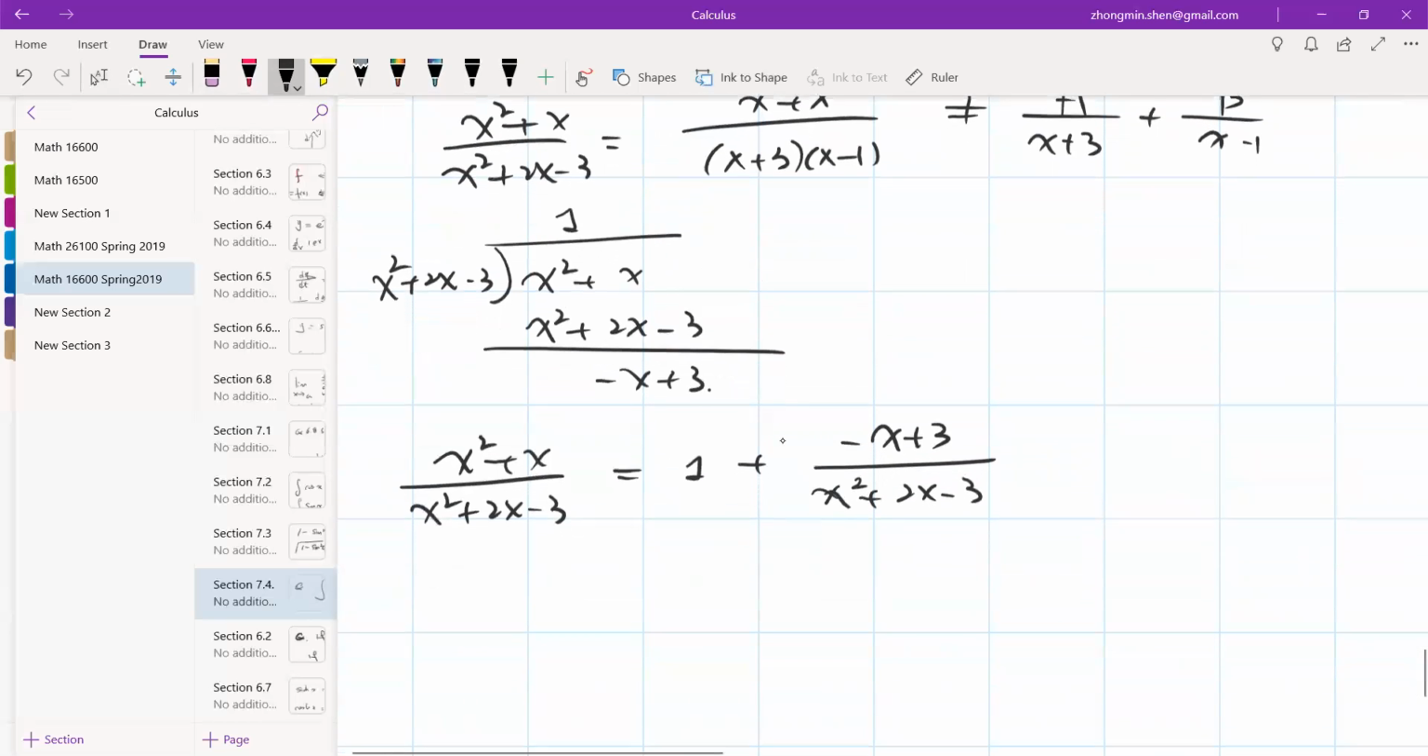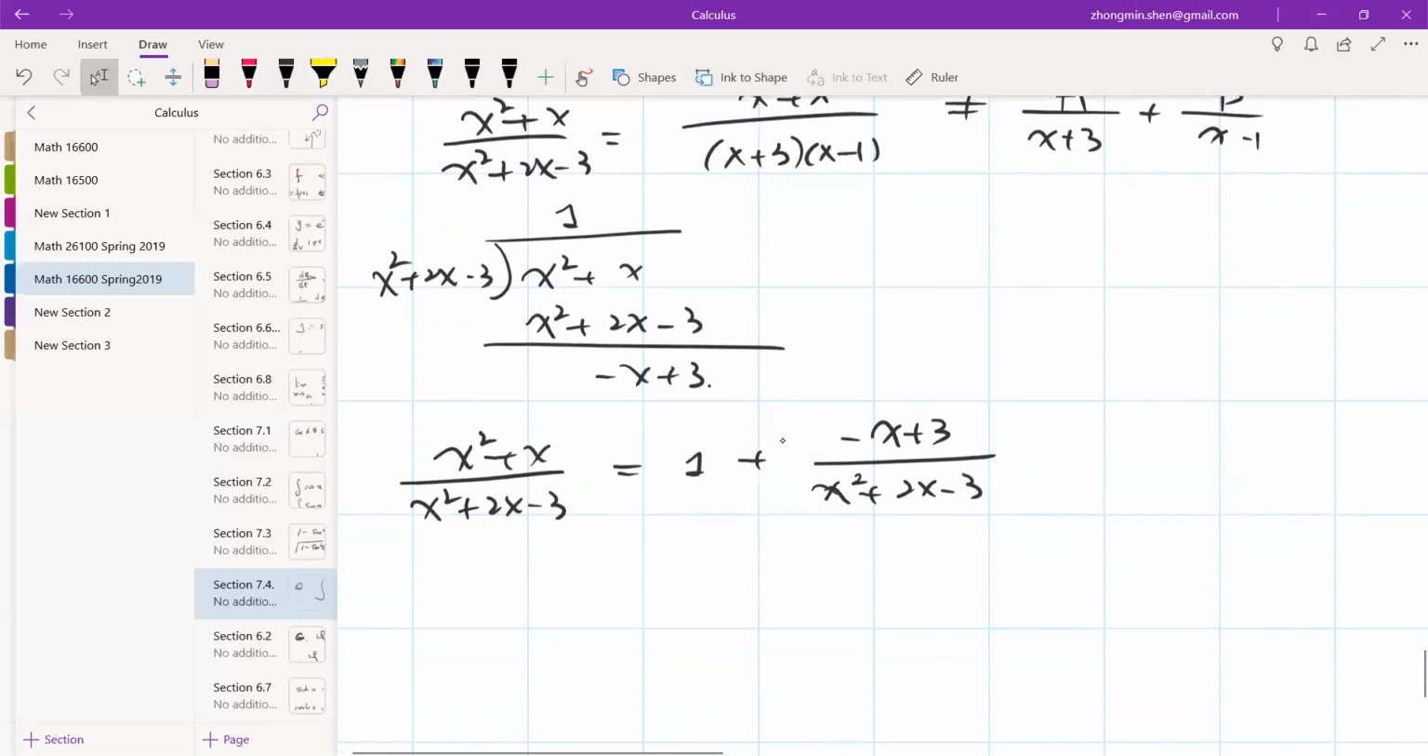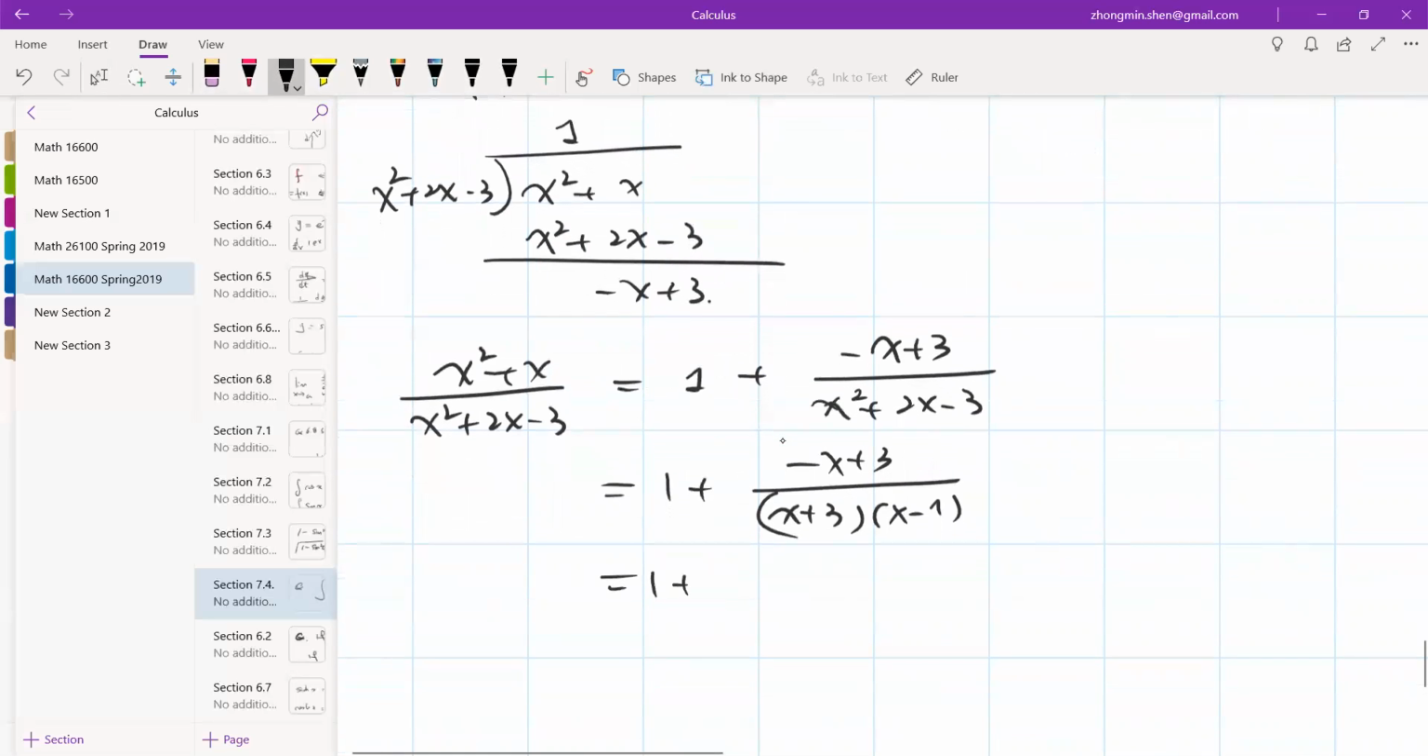Then the degree of the numerator is smaller than the degree of the denominator. All right? So I can decompose the second term. This is going to be 1 plus negative x plus 3 over x plus 3 times x minus 1, right? So I can decompose it into a over x plus 3 and b over x minus 1. Only when the degree of the numerator is smaller than the degree of the denominator can you do that.